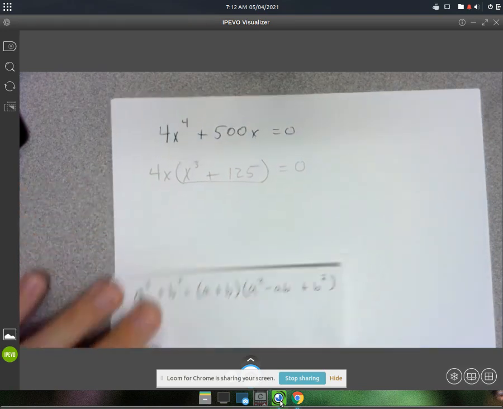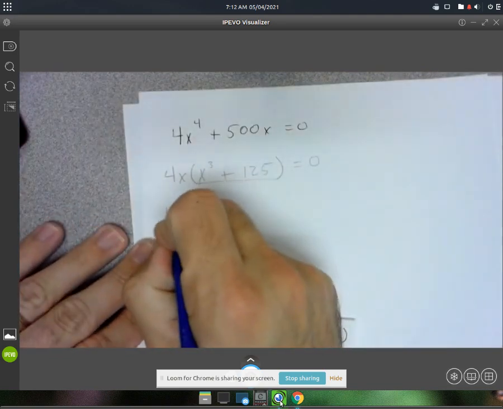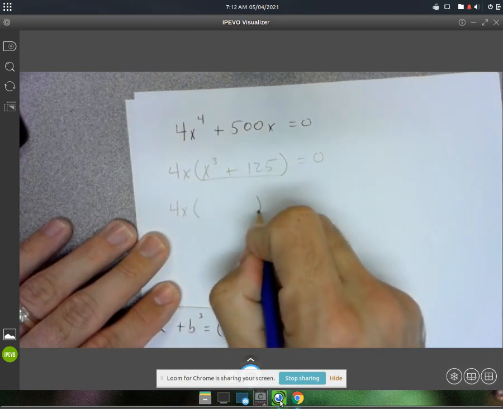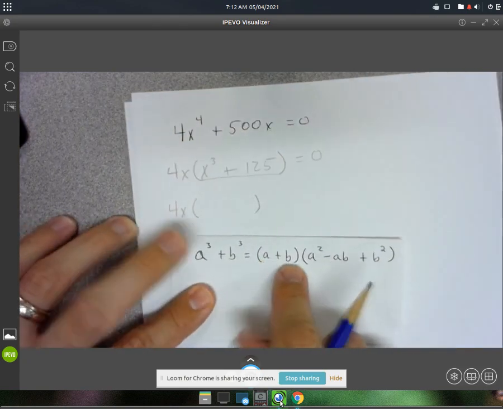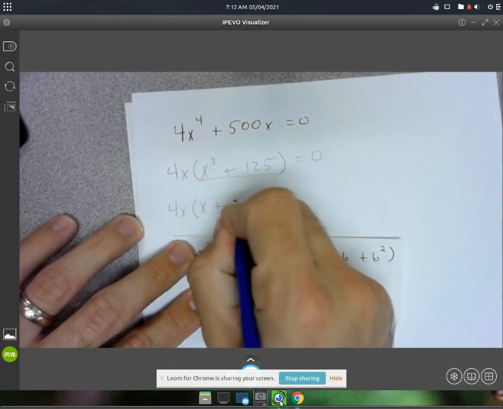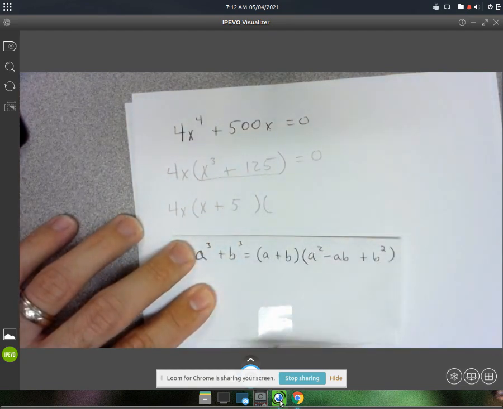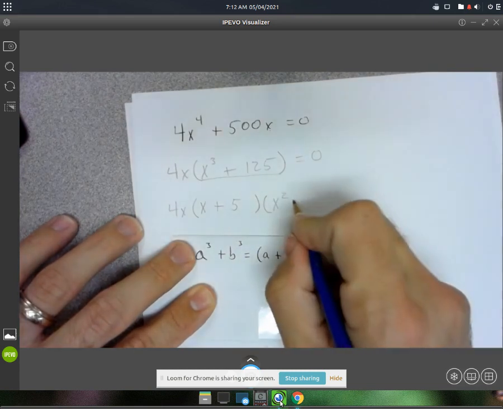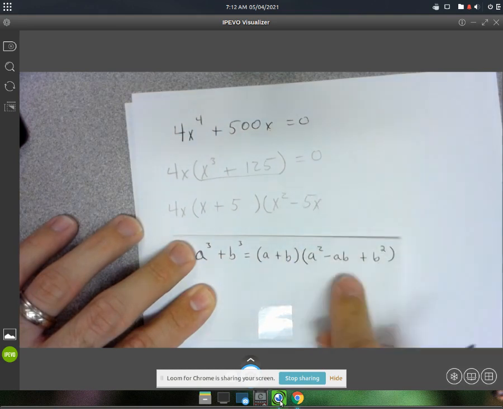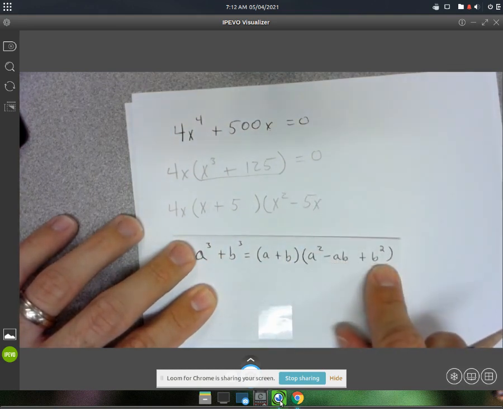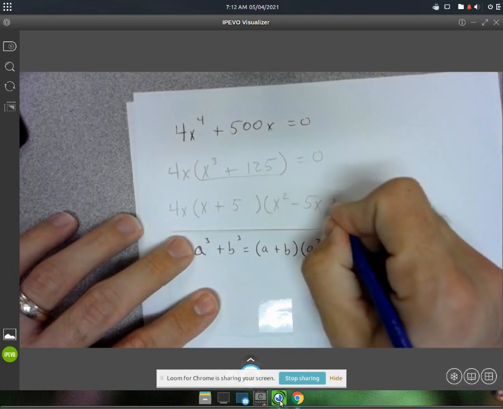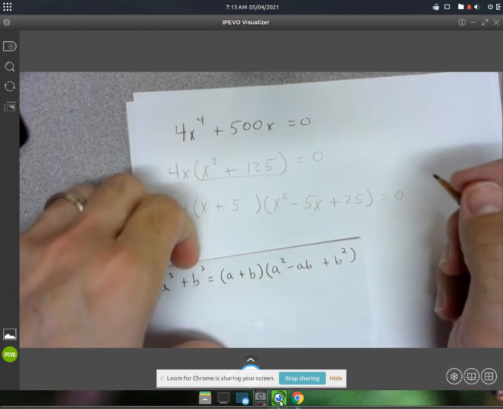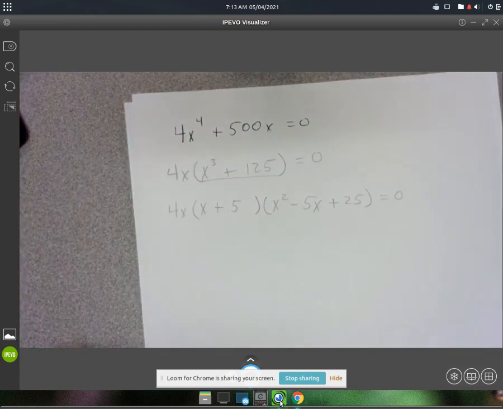So I've got 4x still, I've got that factor there. And it's going to start with x plus 5, close parentheses, and then it's x squared, a minus sign, and it's 5 times x, and then the last term is going to be 5 squared. So 5 squared is 25. This thing is completely factored.